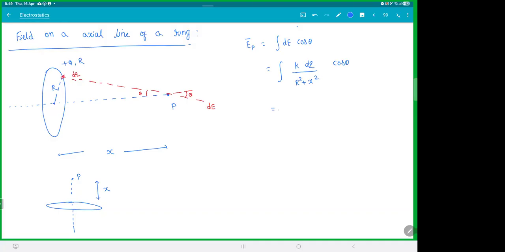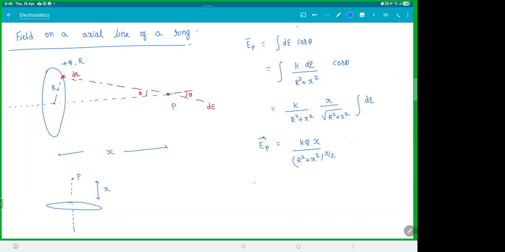Now, if you observe here, everything is constant except dq. So this will be k over r square plus x square, and cos theta would be x by root over r square plus x square, integral dq. Integral dq is the total charge. So the formula comes out to be k q x over r square plus x square whole power 3 by 2. You should definitely mug up this. Standard result. So this is the field on the axial line, EP.